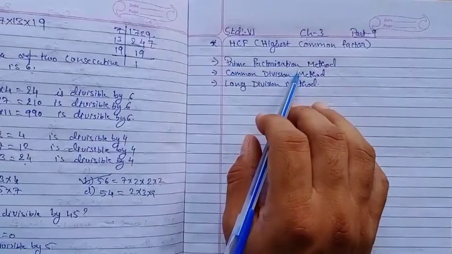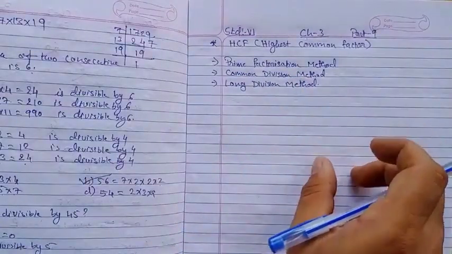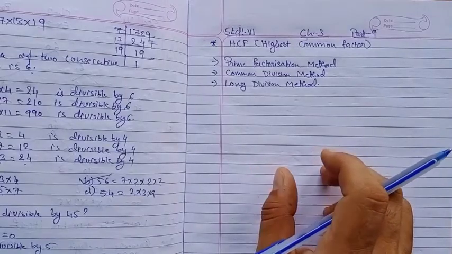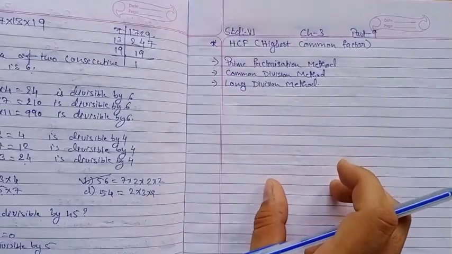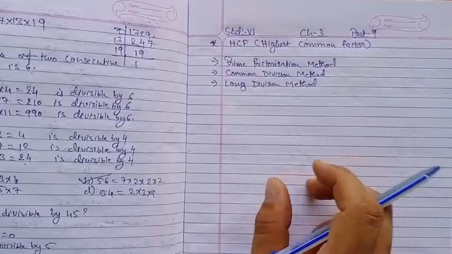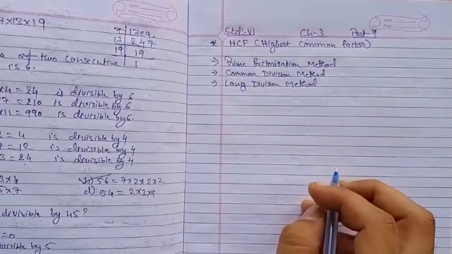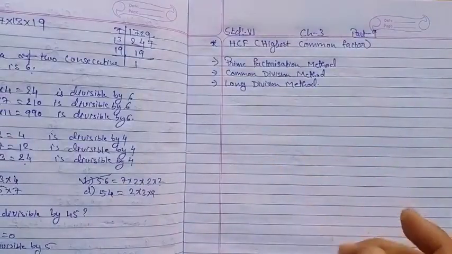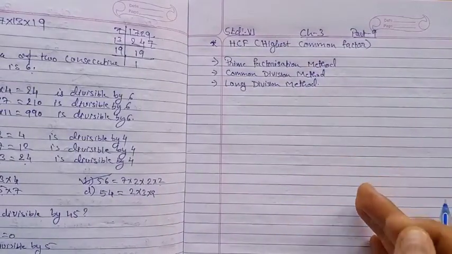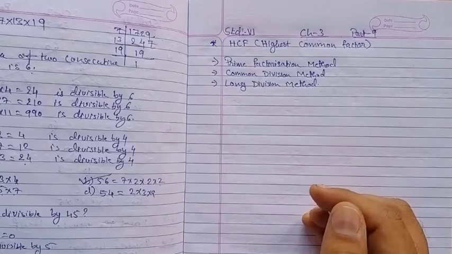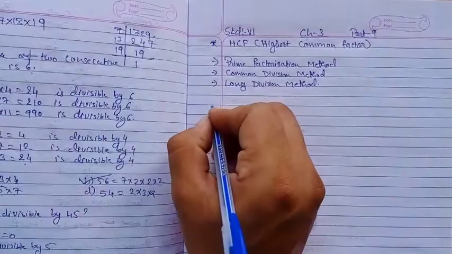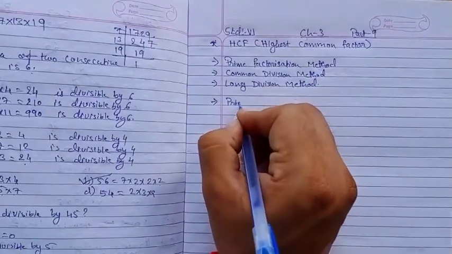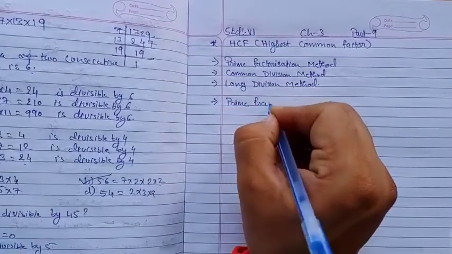Prime factorization method means, you remember, we used to do it separately. Common division method means we will take two or three, whatever numbers are being given, together and divide them with a common number. And in the long division method, the remainder was remaining, and then we used to divide by the number by which we had divided. So all methods, one example we will see, and then we'll move to exercise 3.6.